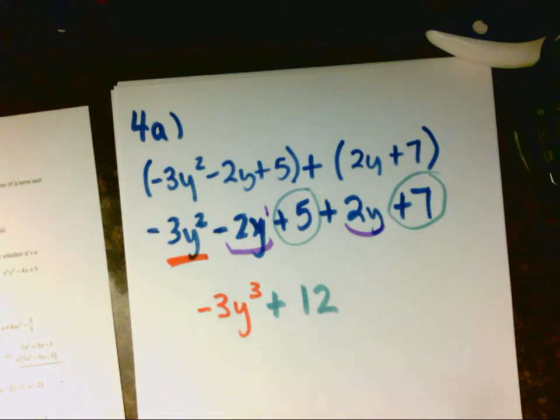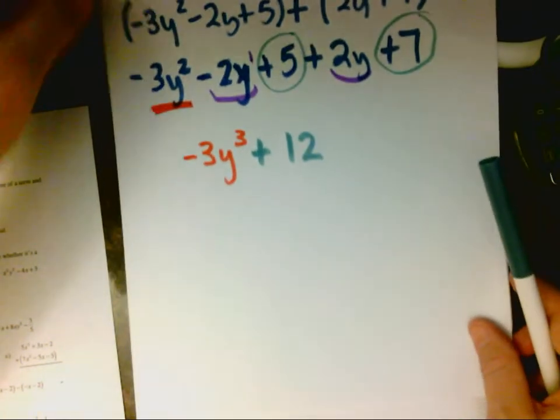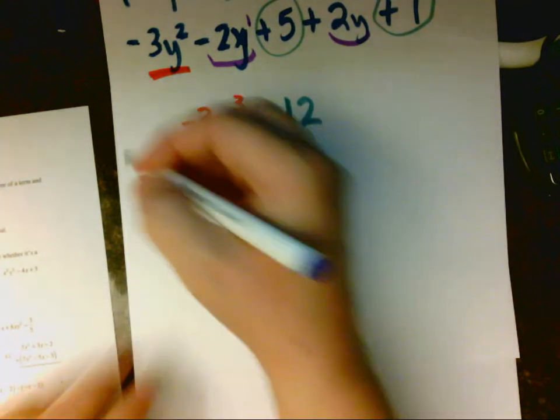Form number 4, part A. Okay, let's move this up and do the next one for B.